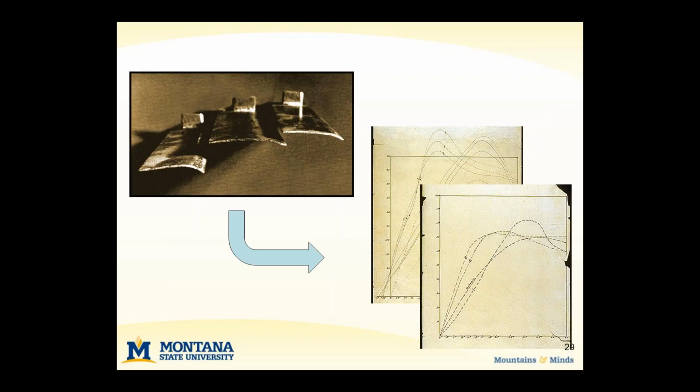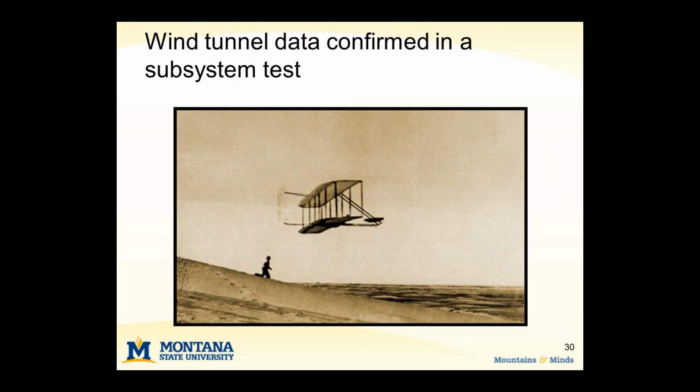After they had tested dozens of those airfoils, and they had a good idea of what lift and drag should be like, they built a subsystem glider. It's not powered. There's no power on this. They're just testing the wing design now, and they can also see evidence of their latest iteration of the in-flight control. And they floated this glider, and you can see one of the Wright brothers there chasing his glider down the sand dunes at Kitty Hawk.